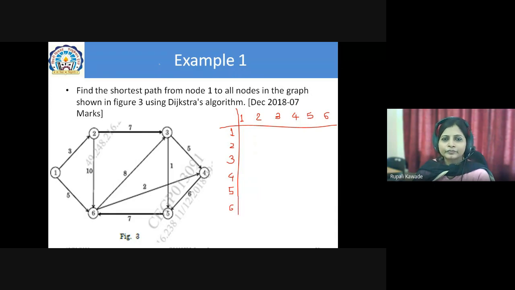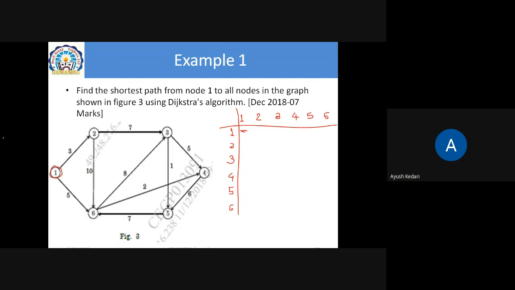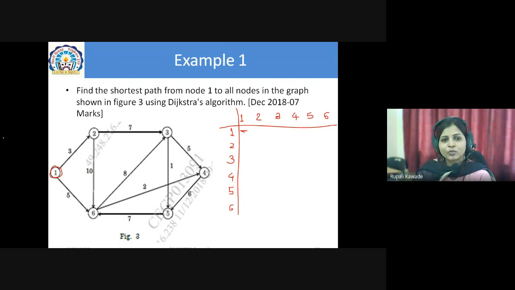Now we have to find the distances of all the other nodes from node 1. What is the distance of 1 from 1? It is 0 actually. Those zeros we will represent with dashes. Now this is my starting node. Can you tell me which are the adjacent nodes of node 1? Right, 2 and 6.